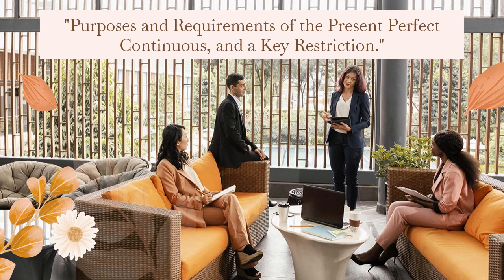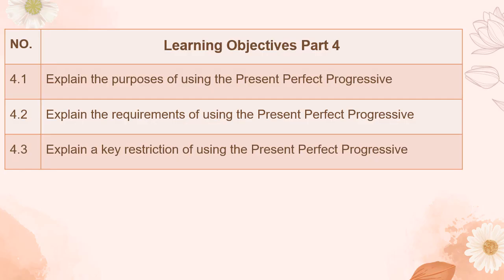Purposes and requirements of the present perfect continuous and a key restriction. Learning Objectives Part 4. After taking this course, you should be able to explain the purpose of using the present perfect progressive. Explain the requirements of using the present perfect progressive. Explain a key restriction of using the present perfect progressive.